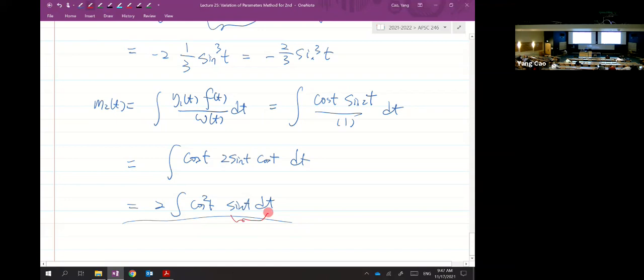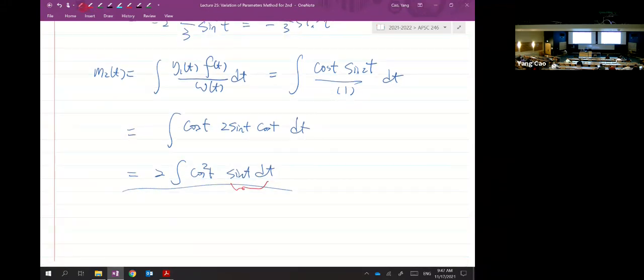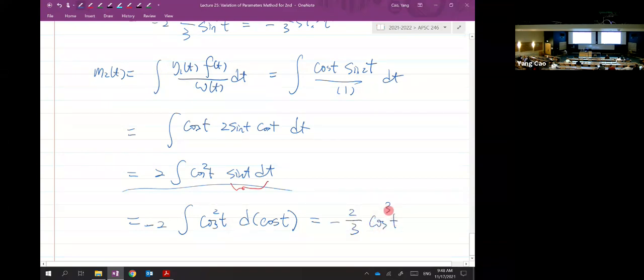So sine t dt. d cosine t gives you a negative sine t dt. So that gives you negative 2/3 cosine t cubed. It's pretty symmetric, right?